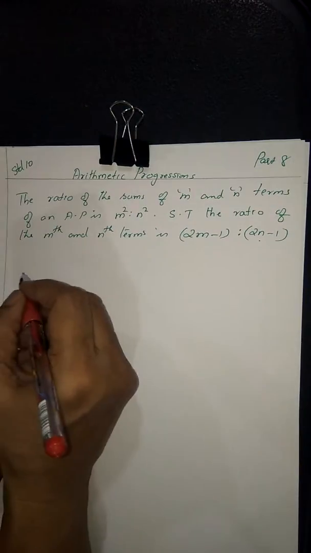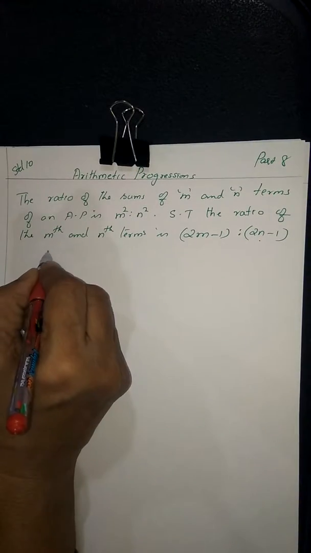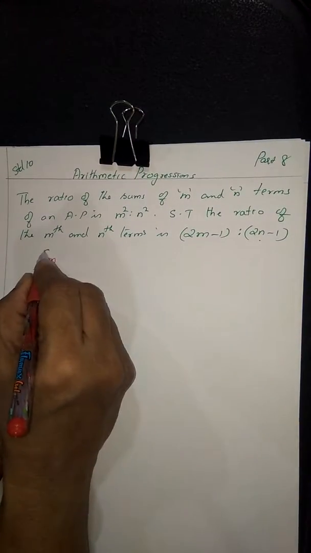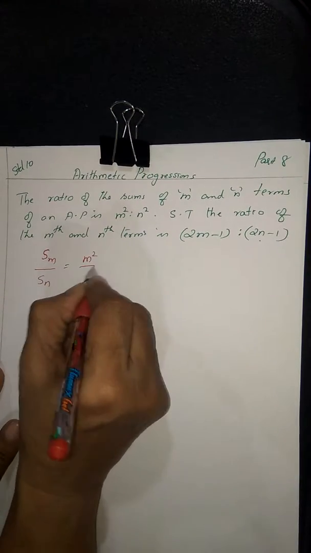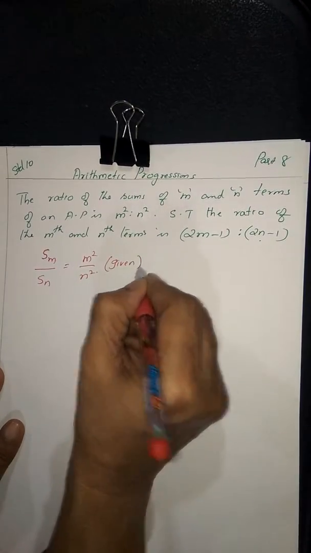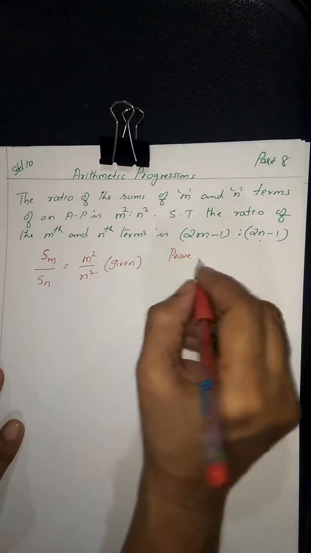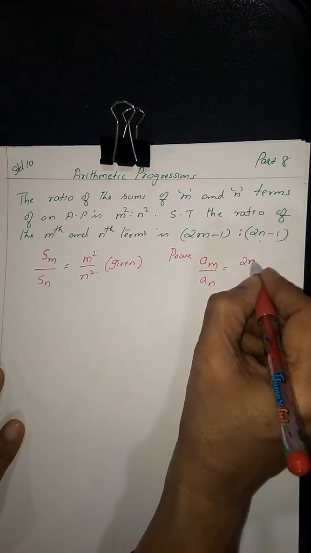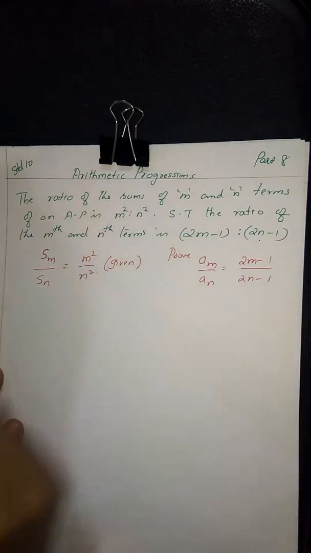So first let us write what has been given. The ratio of the sums of m and n terms, so Sm by Sn. It is the same AP. So Sm by Sn is equal to m squared by n squared. This is given. Now we have to prove the ratio of the mth and the nth terms, so am by an is equal to 2m minus 1 by 2n minus 1.